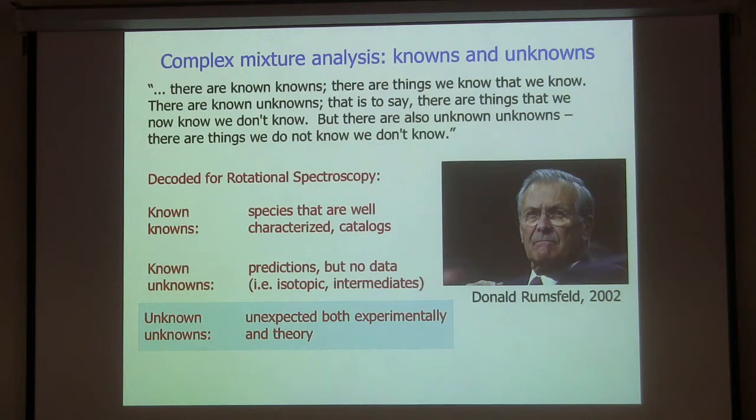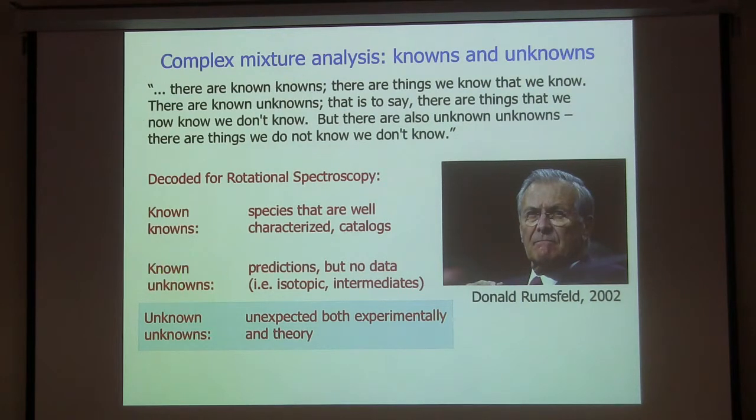But if you think about it, it's actually not as crazy as it sounds, especially with respect to rotational spectroscopy. So, known knowns are things which are well characterized already, right? They've been measured by some technique in the past. We have catalogs for them, and we can simply compare our complicated spectrum to the spectrum of these known species, and we can make identifications.